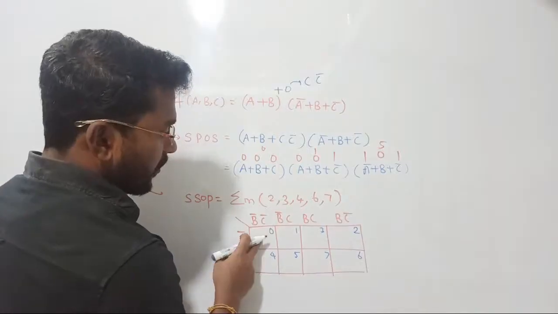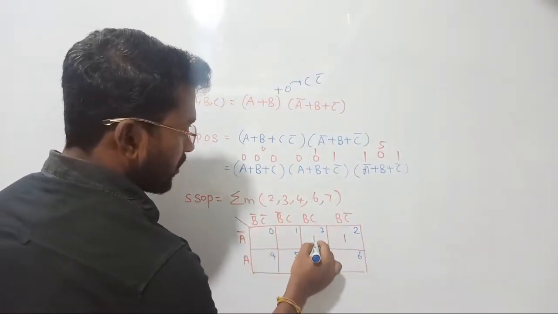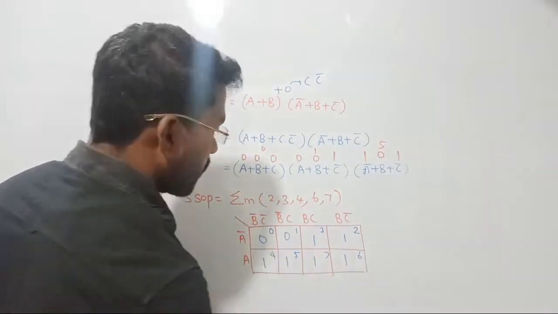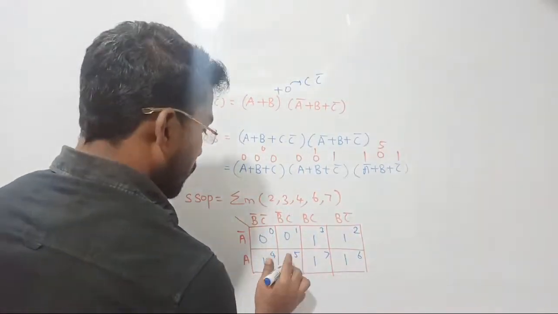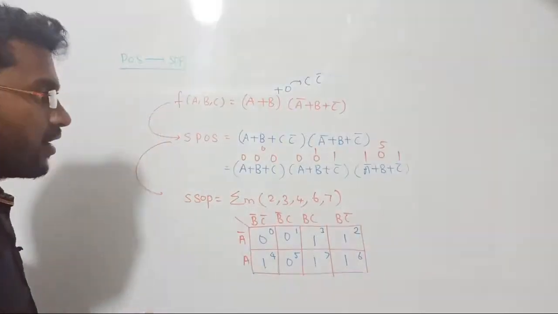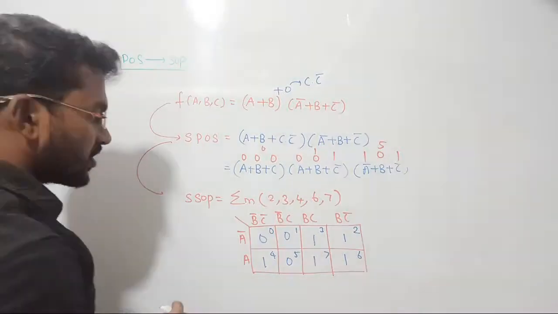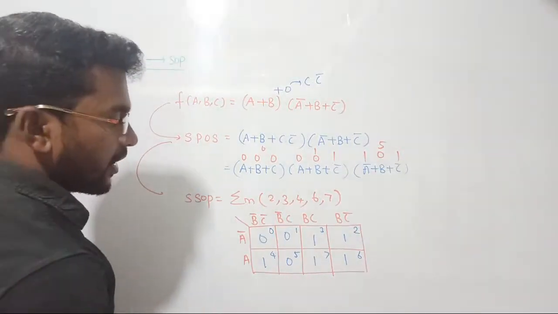Let's put the answer. 0 is not available, 1 is not available, but 2 is available, 3 is available, 4 and 5 are available, 6, 7 are available. Actually, I think 5 is not available. I put 1 for 5 also, that's wrong, right? Yes, there are three variables. Rest of the cells give the sum of product, SOP. So let's write the answer.